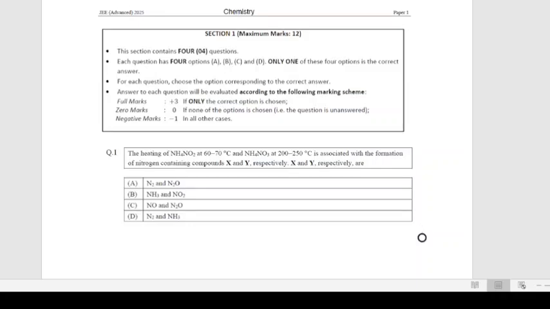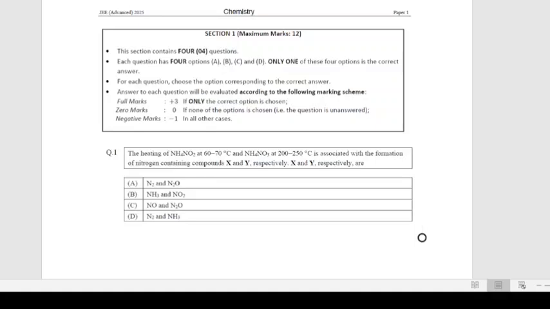So the first question: the heating of NH4NO2 at 60 to 70 degrees centigrade and NH4NO3 at 200 to 250 degrees centigrade is associated with the formation of nitrogen-containing compounds X and Y. So when they heat ammonium nitrite and nitrate, the compounds that are obtained are X and Y, and they are asking us to write what X and Y are here.